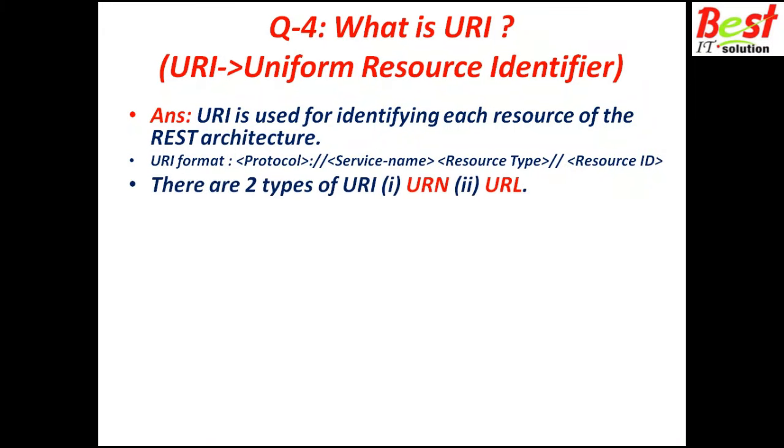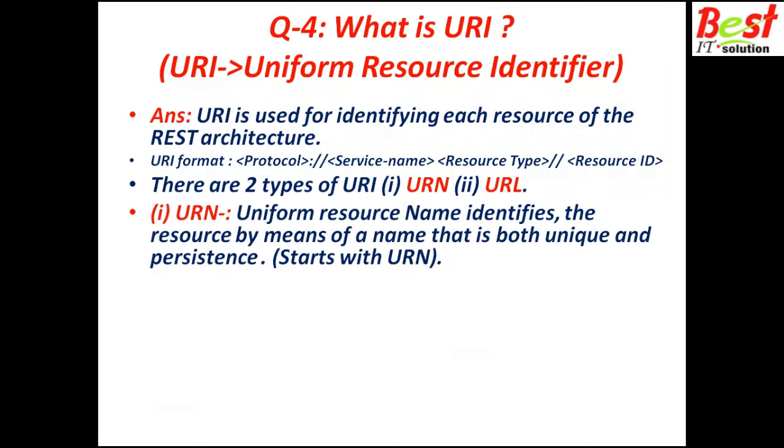There are two types of URI: one is URN and another is URL. URN is the uniform resource name. The URN identifies the resource by means of a name that is both unique and persistent. So that name should be unique and persistent, and it starts with urn.